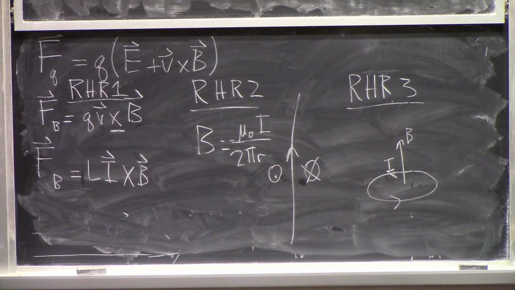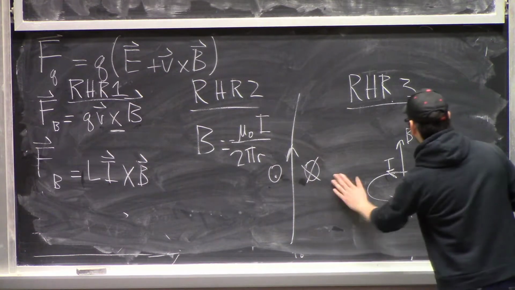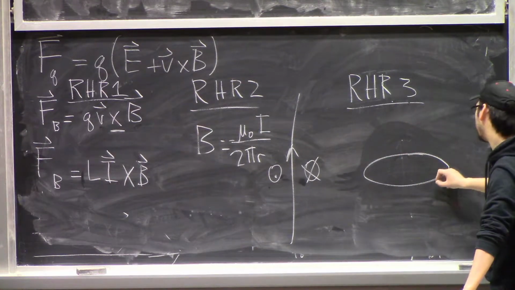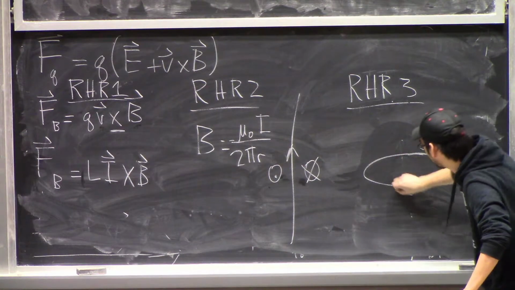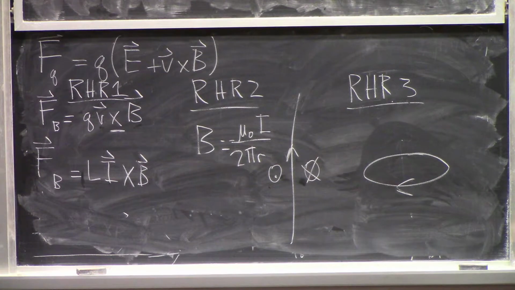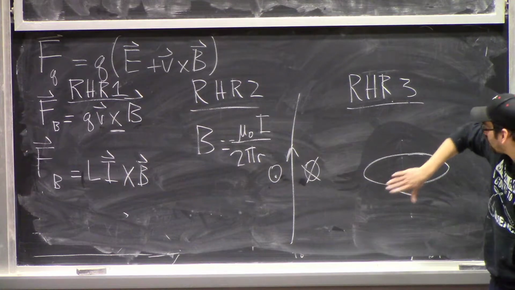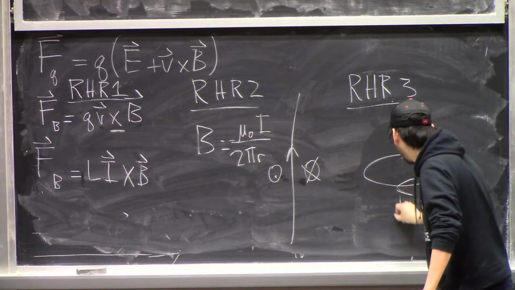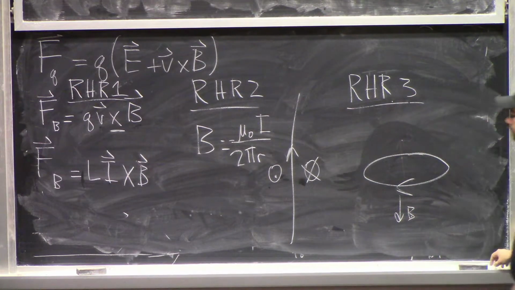Okay. Now you can do the reverse too. So if I have some loop, and let's give this a current going this way. I want to figure out what the direction of the magnetic field is produced by the current going around this loop. I can take my right hand, have my fingers going in the direction of the current, and it curls this way, and so my thumb is pointing down. So this is the direction of the magnetic field. Okay?